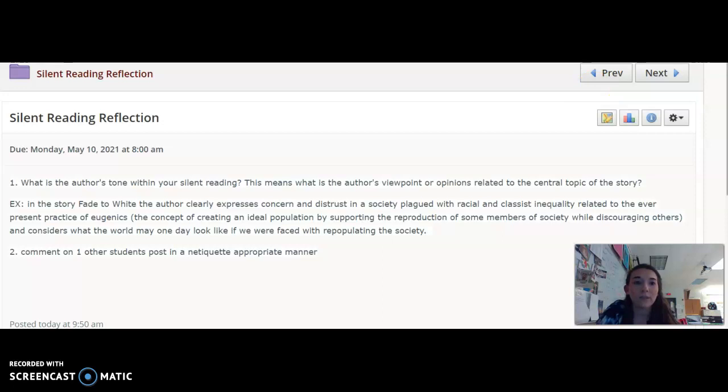Our silent reading reflection for this week is: what is the author's tone within your silent reading? This means, what is the author's viewpoint or opinion related to the central topic of your story? So, for example, in the story Fade to White, the author clearly expresses concern and distrust in a society plagued with racial and classist inequality related to the ever-present practice of eugenics. Eugenics is the concept of creating an ideal population by supporting the reproduction of some members of society while discouraging others, and considers what the world may one day look like if we were faced with repopulating the society. So that would be the tone of the author of Fade to White.